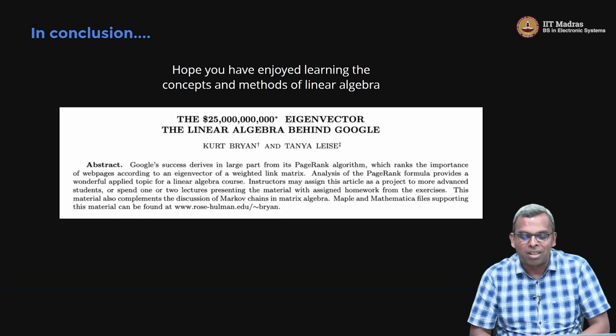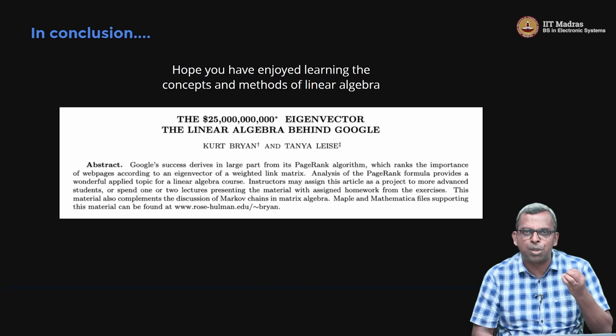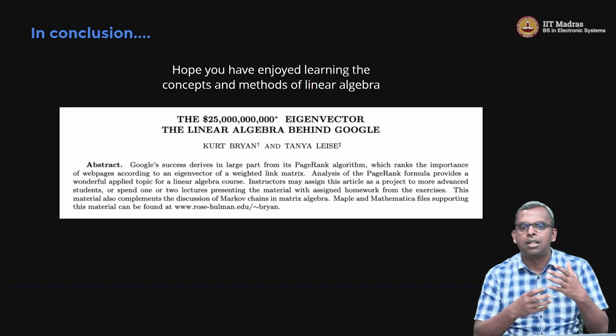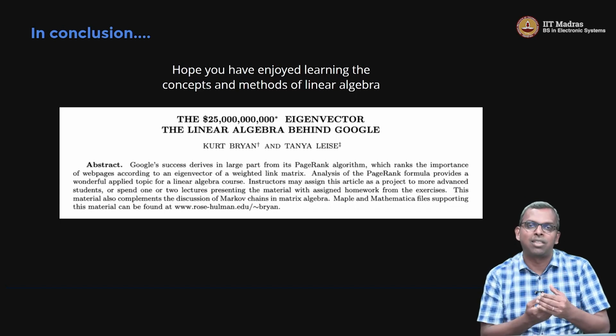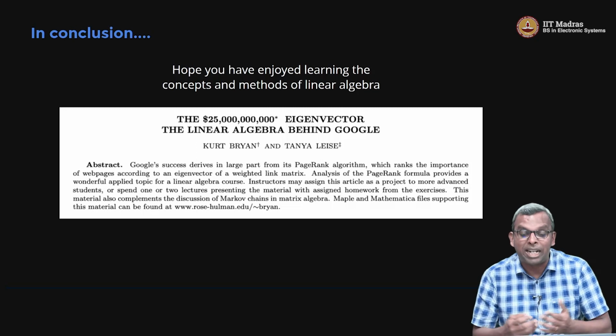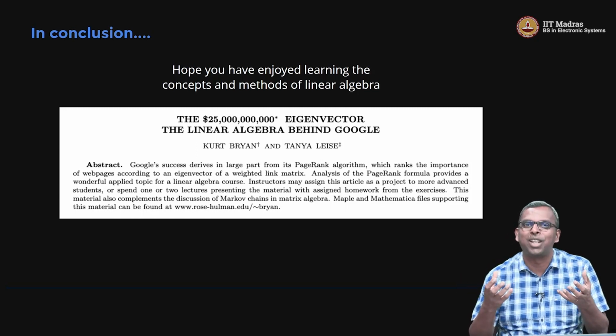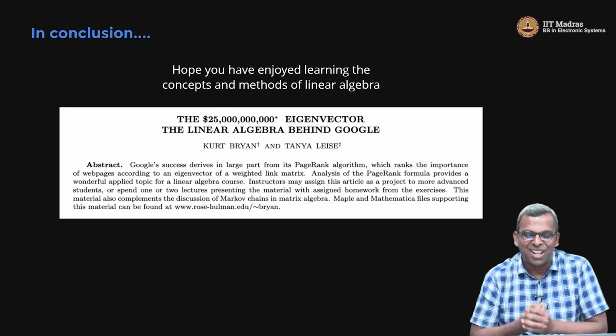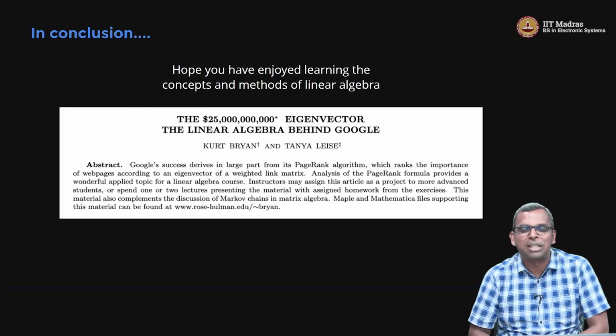Here is a paper. Google's famous PageRank algorithm uses strong linear algebra concepts, and a good understanding of linear algebra is exactly what resulted in something like the PageRank algorithm. This is a very nice paper. It says $25 billion eigenvector. It's very nice when you relate math with money, right? And you get these kinds of wonderful papers.